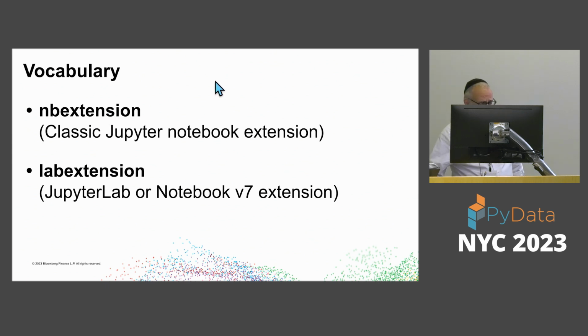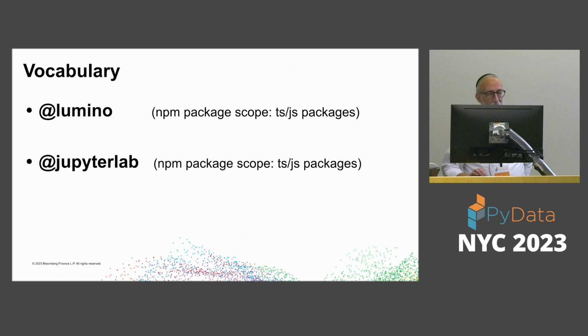So, a little bit of vocabulary before we start the tutorial. An NB extension is the classic notebook extension. These are the extensions for the old Jupyter Notebook. This style of making extensions is being deprecated. The new style of extensions is called a lab extension. They work in JupyterLab, and they also work in Jupyter Notebook version 7 and higher. @lumino and @jupyterlab are NPM package scopes of TypeScript and JavaScript packages. We'll be using both of these package scopes in the tutorial.